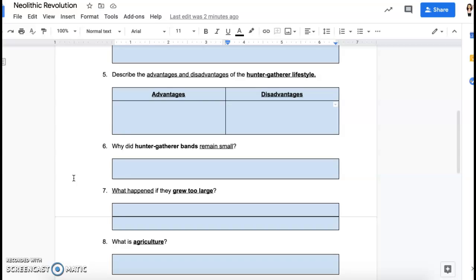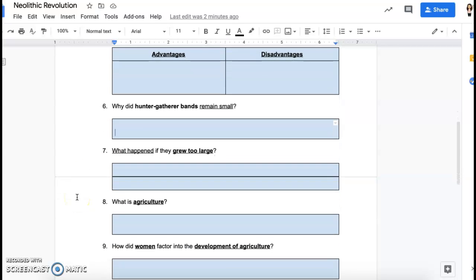Number 6, why did hunter-gatherer bands remain small? Number 7, what happened if they grew too large? And type your answer in the box here.